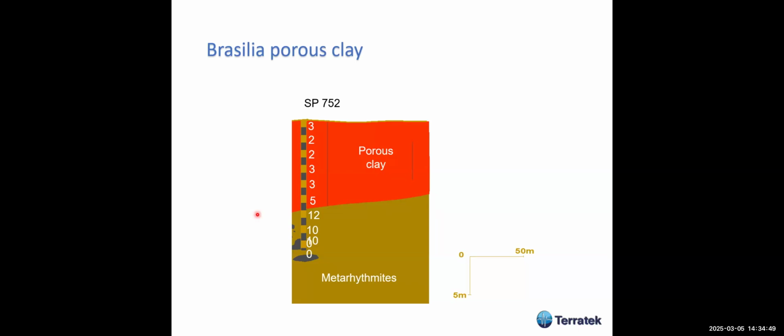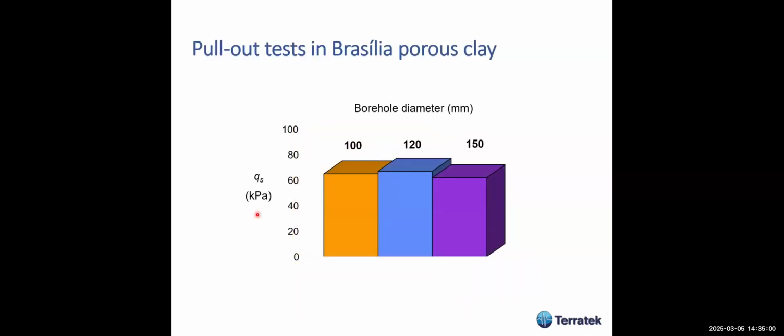So I started a program to test nails in order to prepare plots that would allow us to come up with a design. And I also varied the borehole diameter. As you see here, very interesting, in this porous clay, although we varied the borehole diameter, the friction was more or less constant, about 50 kPa to 70 kPa.